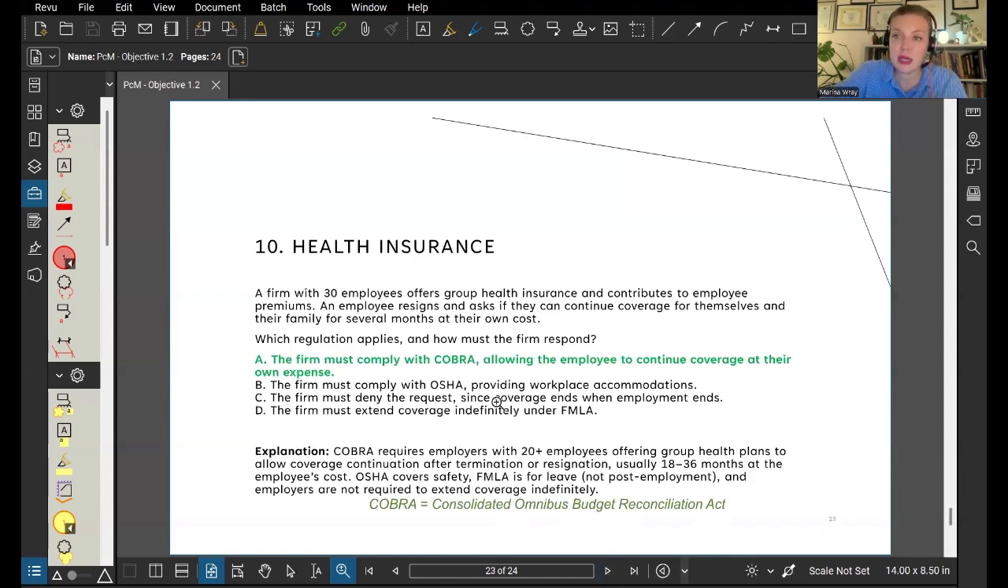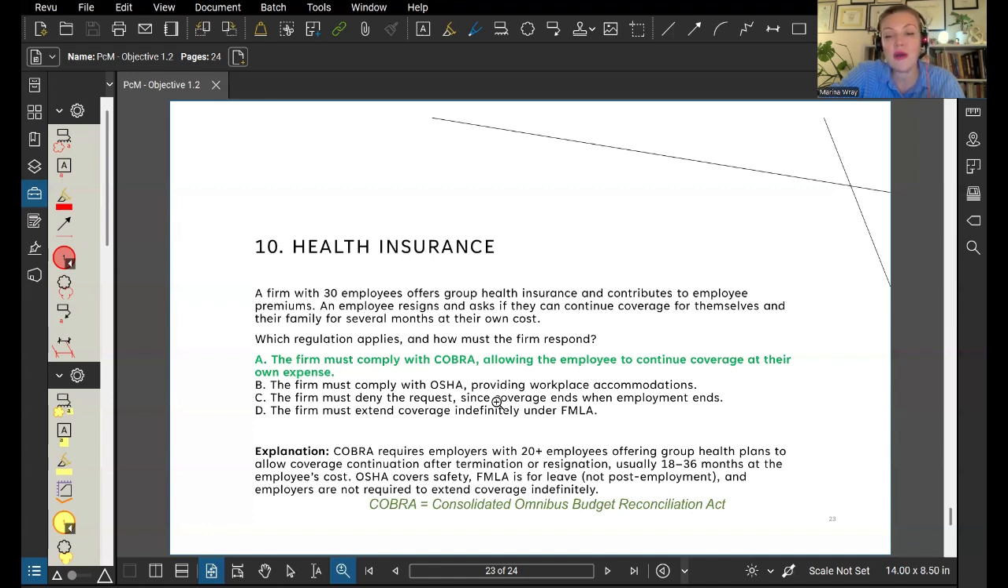So here the correct answer is A. The firm must comply with COBRA. And again, COBRA is the Consolidated Omnibus Budget Reconciliation Act. The reason is that COBRA requires employers with 20 plus employees offering group health plans to allow coverage continuation after termination or resignation, usually 18 to 36 months at the employee's cost.